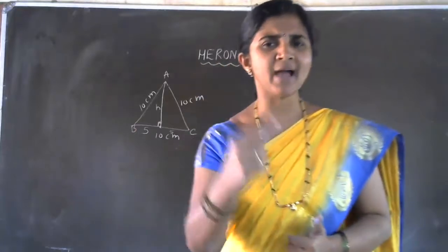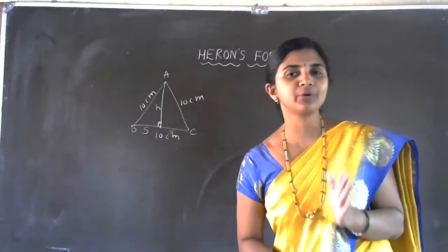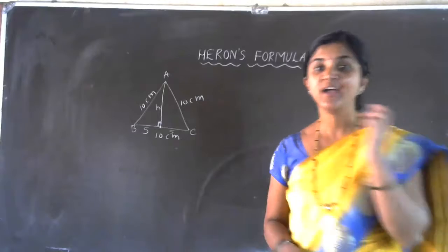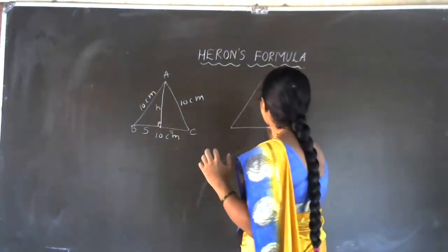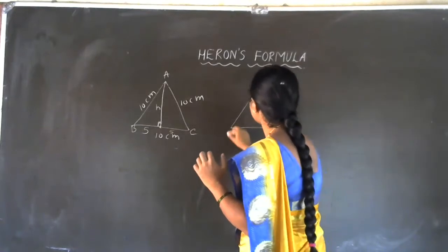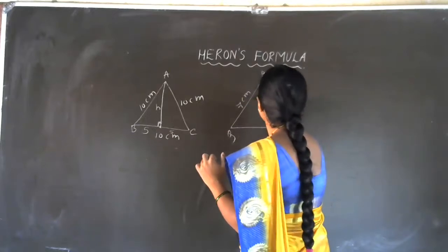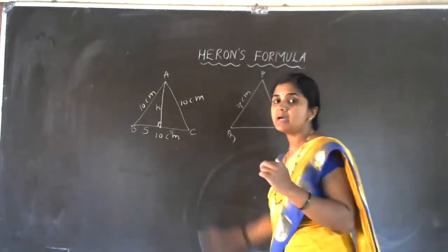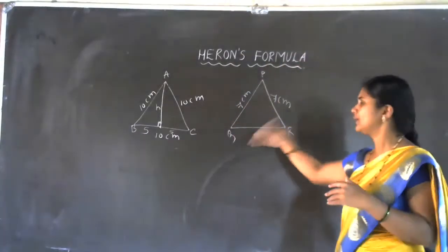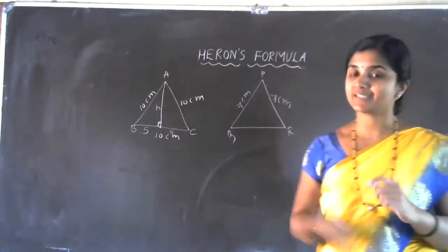Next, imagine one more type of triangle. After the equilateral triangle, I'm going to take the isosceles triangle. You all know the definition: in an isosceles triangle only two sides are equal. Let us take the triangle PQR, with one side 7 centimeter and the other side also 7 centimeter. We don't know the base; the base is unequal. These two sides are equal. So this is an isosceles triangle.